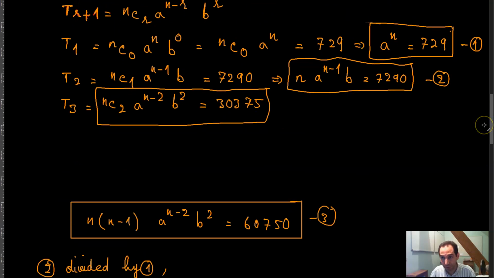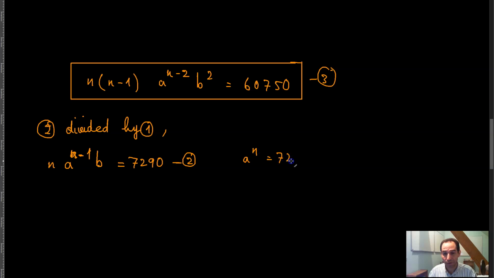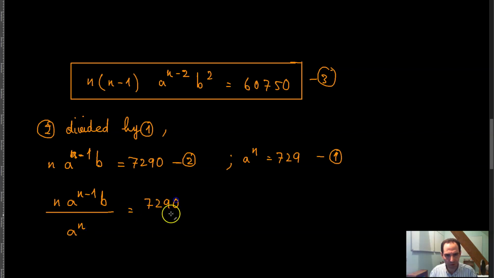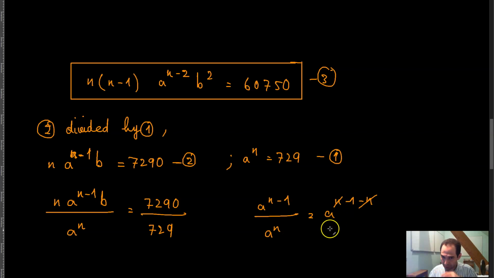And number 1 is a raised to the power n is 729. That is number 1. So 2 divided by 1 would give you n a raised to the power n minus 1 times b, divided by a raised to the power n, is equal to 7290 divided by 729. And so you would get a raised to the power n minus 1 divided by a raised to the power n, which is a raised to the power n minus 1 minus n. These cancel out, and that's a raised to the power minus 1, which is the same thing as 1 over a. So you would have an a over here.